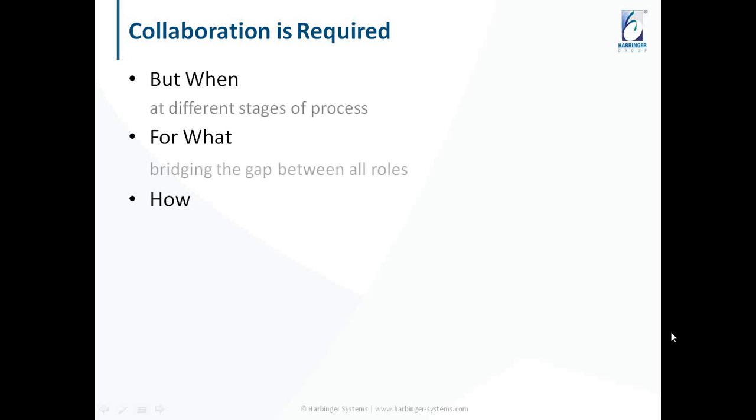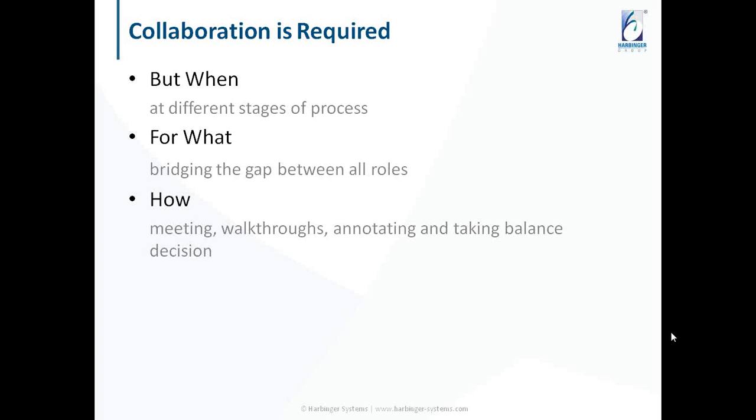Collaboration is required at different stages of the process. For what is bridging the gap between all the roles involved in this process, and how we can bridge the gap is by conducting different meetings, giving walkthroughs, annotating and documenting every gesture and interaction, and taking balanced decisions. This is the way all 3 roles can collaborate and have a seamless experience, starting from conceptualization.